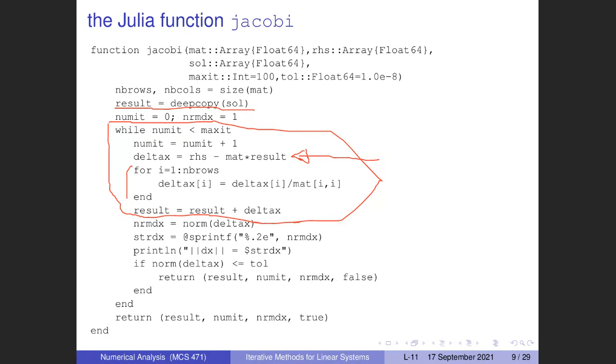So the method is verbose. It is printing the norm of the update, so we can track the progress of the convergence. And if the norm of the update is less than or equal to the requirement on the accuracy, then we leave the loop and say that failure is false.